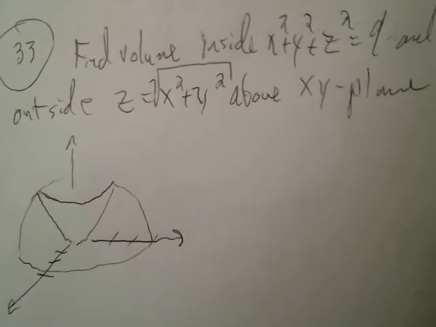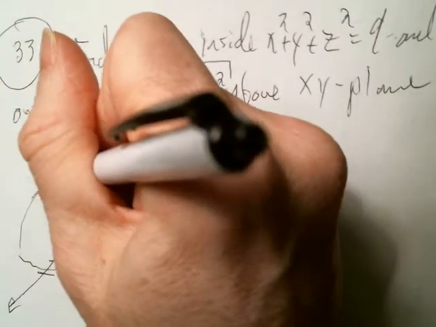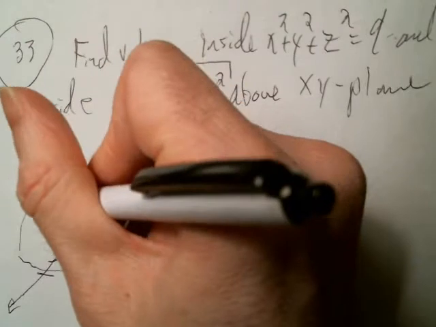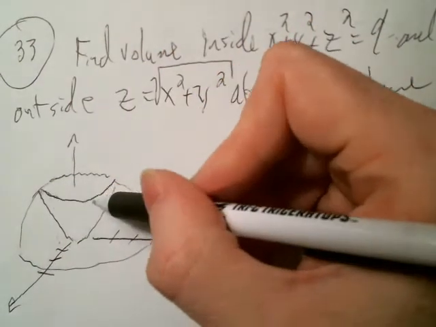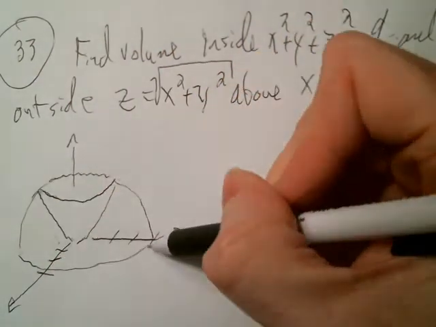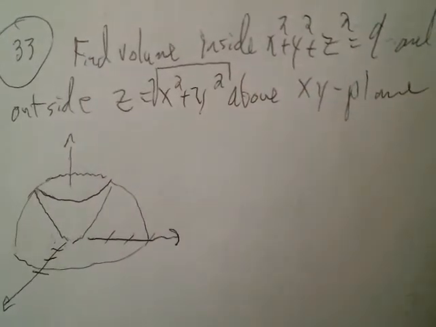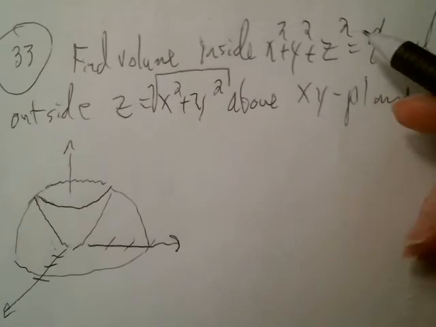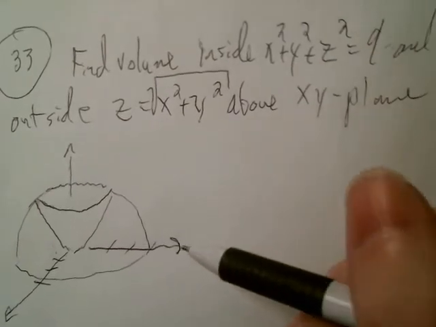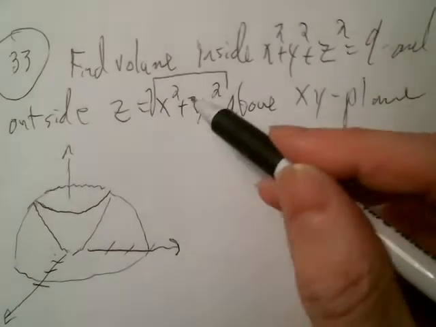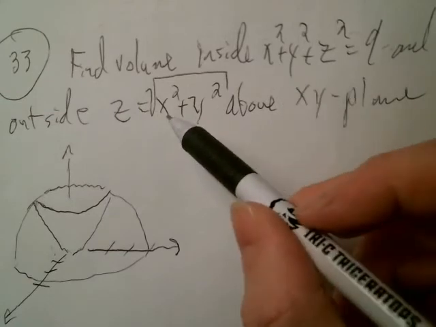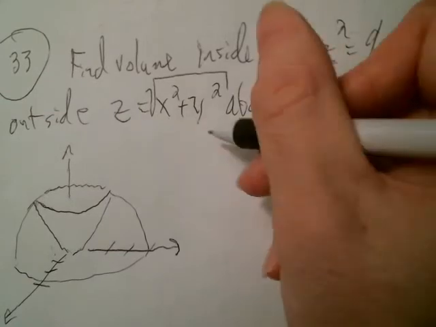Okay. I need to know the region I'm integrating over, so I need the projection of this intersection with the sphere. So I need the intersection of the sphere with the cone. Before, in one dimension, we just set the equations equal to each other. We do a corresponding thing here. I'm going to plug this into here and see what happens.